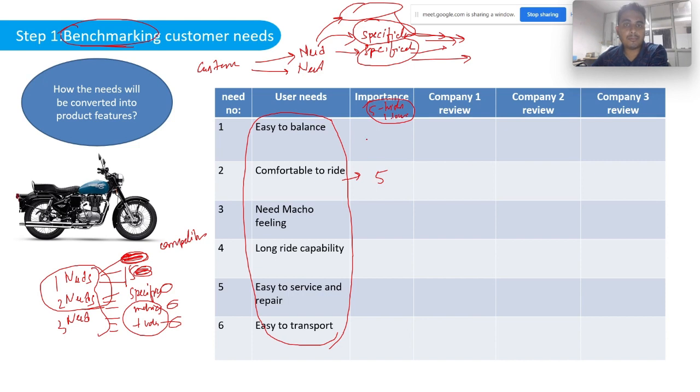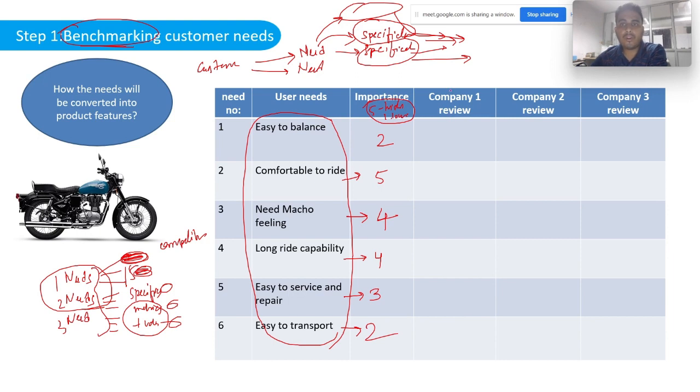Easy to balance, probably you give 2. Macho feeling, for a classic bike, is more like a constant need, so you give it a good ranking. Similarly, long drive capability, you give 4. Easy service, you say 3. Easy to transport, you do not do that often, so you give it little importance.